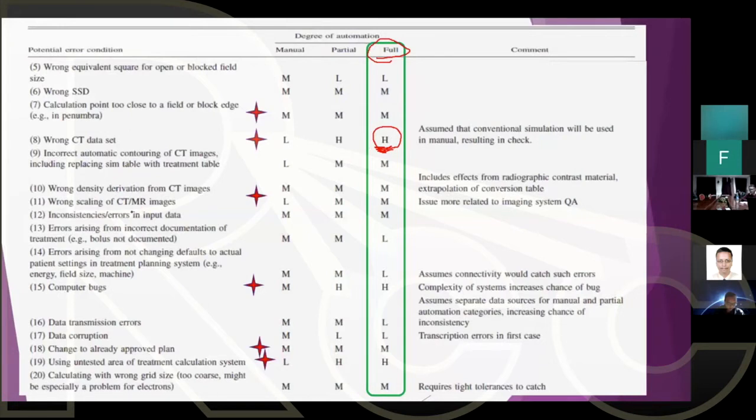If you're using the wrong scaling for CT and MR images, and this is something you do when you commission the planning system, you have to make sure that the 1 cm is 1 cm on the images, 2 cm is 2 cm in the images, so on and so forth.